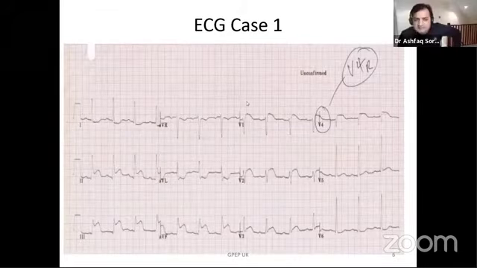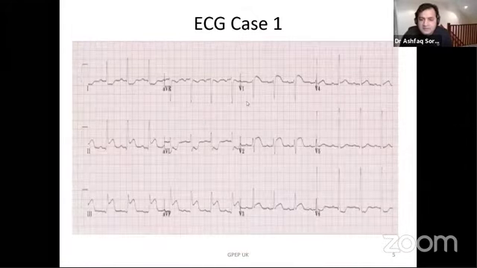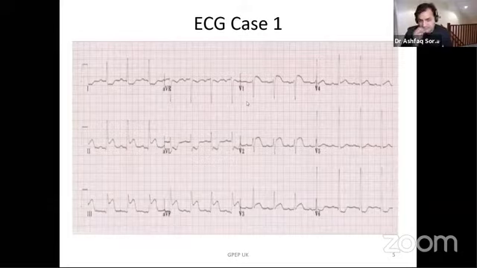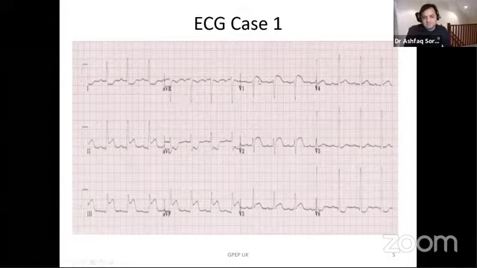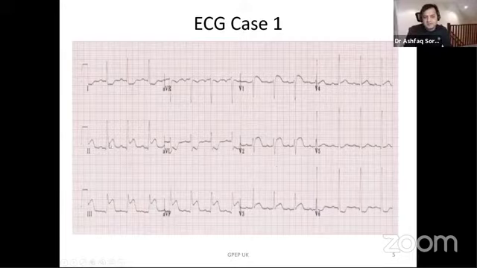What do you see here? Do you see anything different? This is still case one. So which wall of the heart is affected? Let's talk about the first ECG. Which wall of the heart is affected? Which is this wall? Inferior. Yeah? Inferior, and it's got anterior as well.